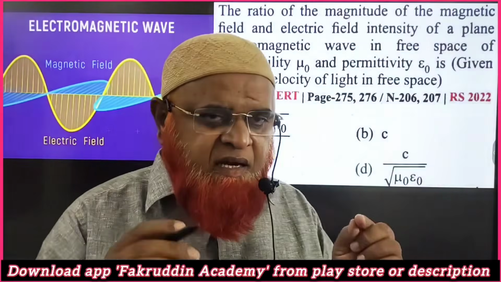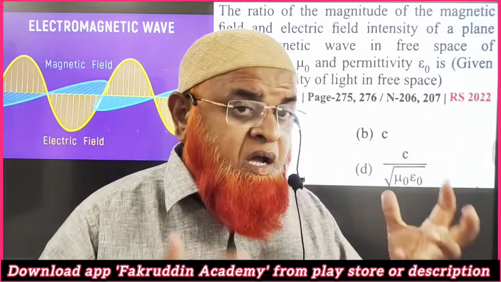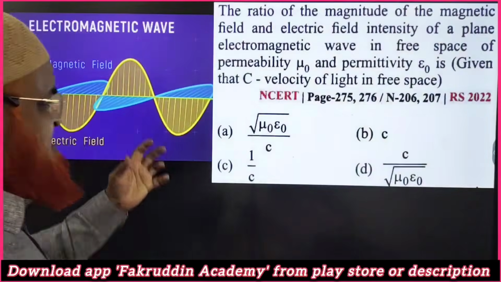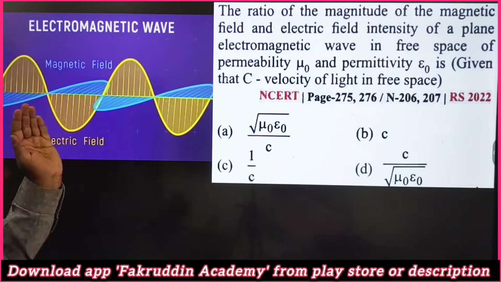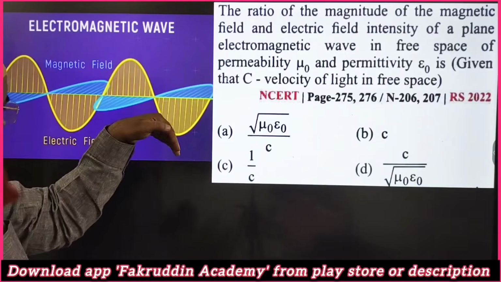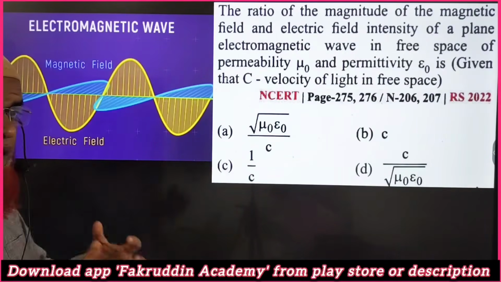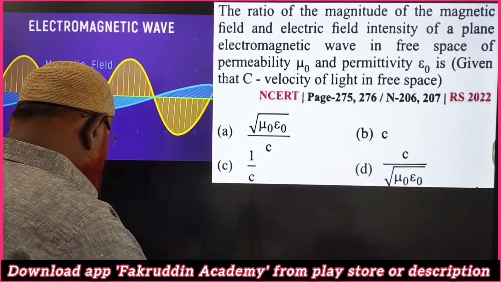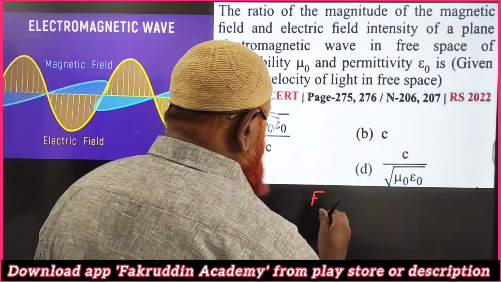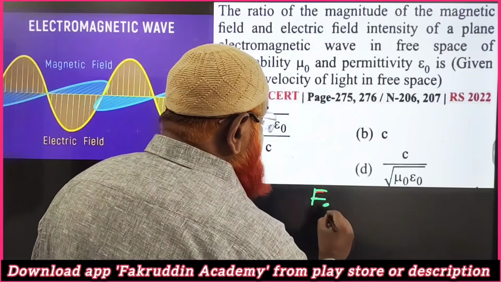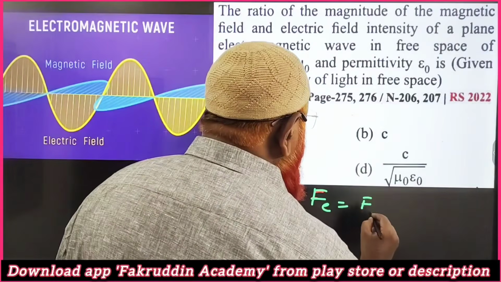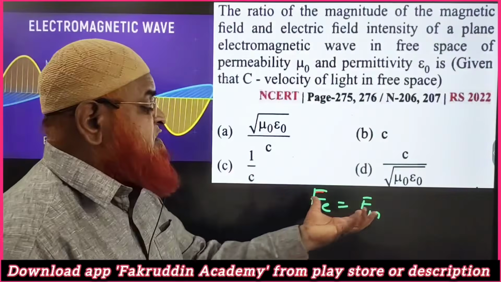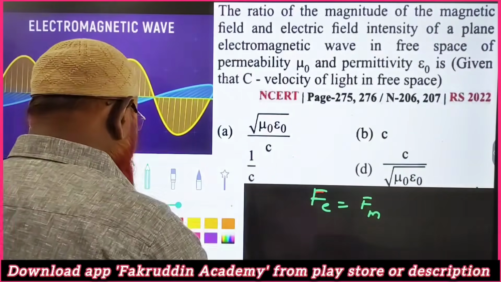This is a question asked in previous year 2022 in NEET. Let me discuss an electromagnetic wave in which there is a magnetic wave and an electric wave. Both are mutually perpendicular to each other. But you should know one thing, that force due to magnetic field is equal to force due to electric field.